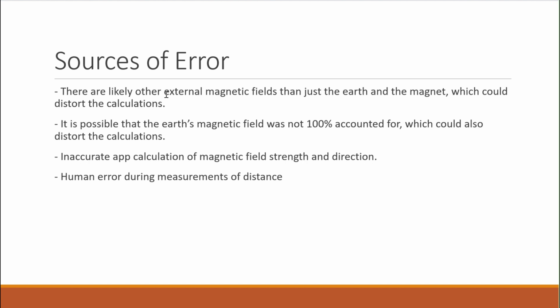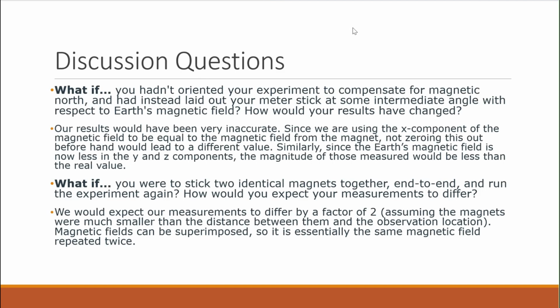So what are some sources of error that could have caused this? Well, there are likely other external magnetic fields than just the Earth and the magnet, which could distort the calculations. It's also possible that the Earth's magnetic field was not fully accounted for, that the app was not calculating it correctly, or perhaps some human error. If we hadn't oriented our experiment to compensate for the magnetic north, our results would have been very inaccurate, since we're using the x component of the magnetic field to be equal to the magnetic field from the magnet. Not zeroing this out would lead to a very different value.